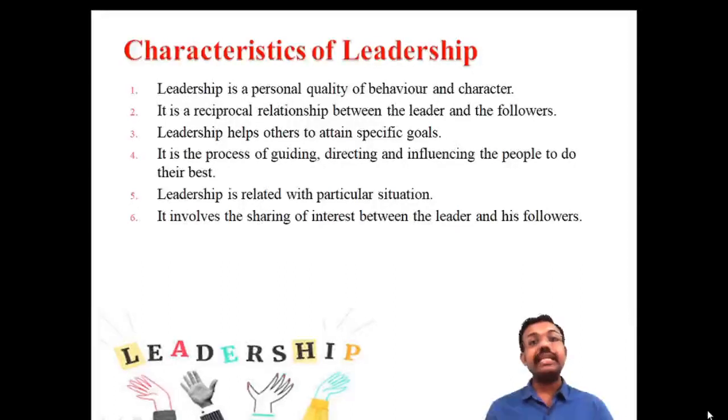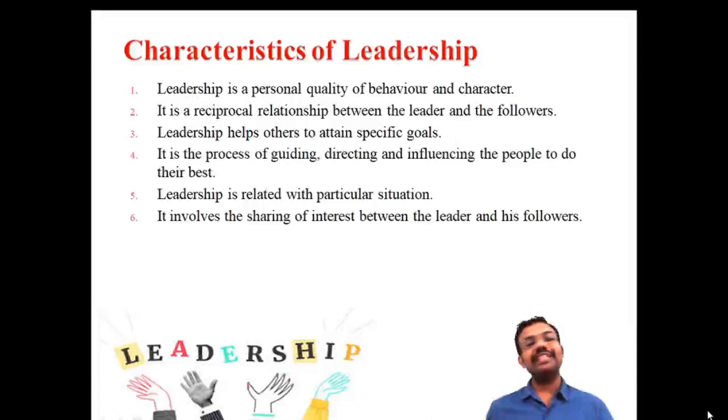So how he leads others and how you react in particular situations. So there are a lot of examples. That means leadership is related to the particular situation. Okay. And the sixth one, it involves the sharing of interest between the leaders and his followers.